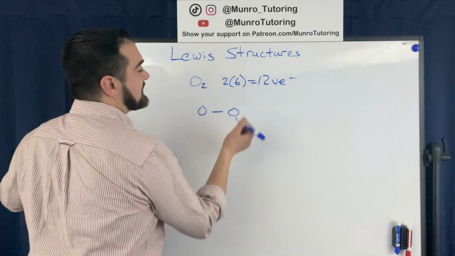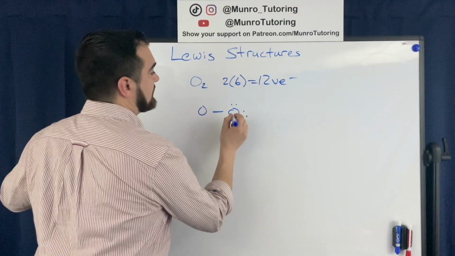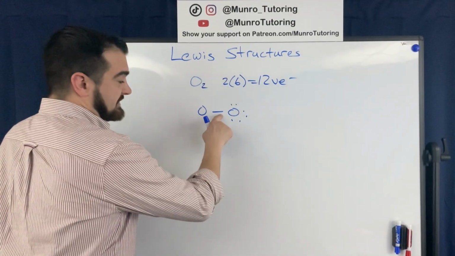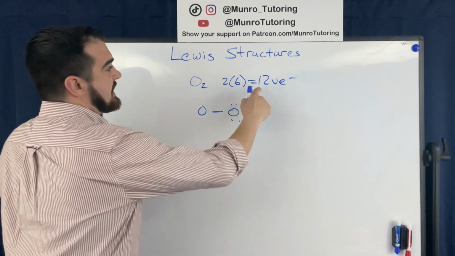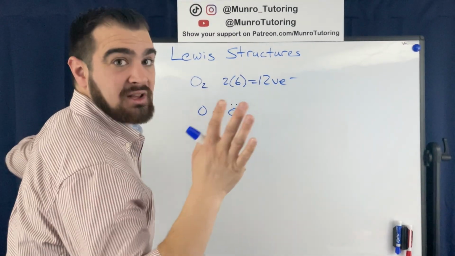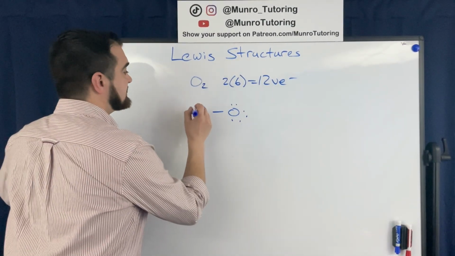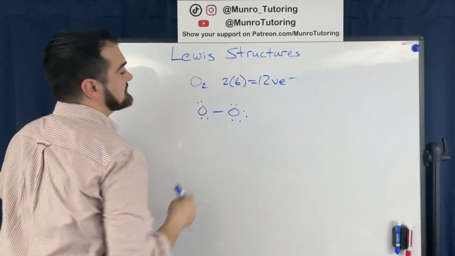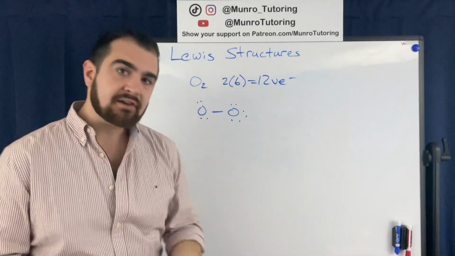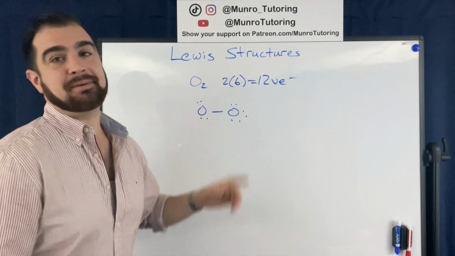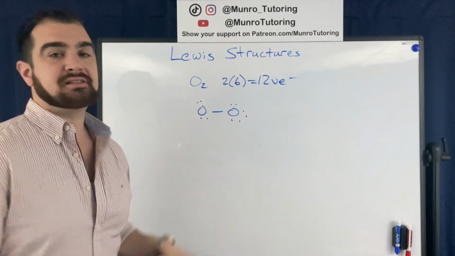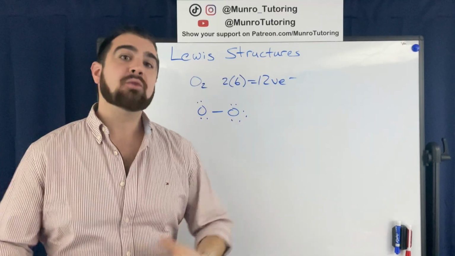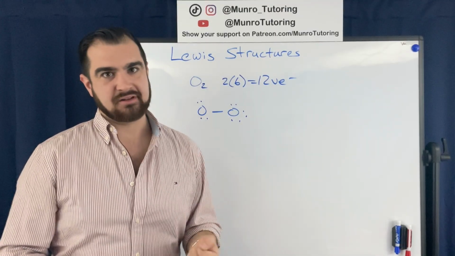Let's just say I gave one of them octet. I go 1, 2, 3, 4, 5, 6, and then that's 7, 8. So that's got 8 already, right? So I have 8, and 12 minus 8 gives me 4 left to play with. So I only have 4 left to give to this other oxygen. Now, this one's happy. It's got 8 valence electrons, but this one only has 2, 4, 6. That's not stable. It wants to have 8 valence electrons.